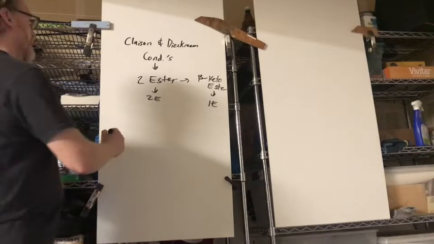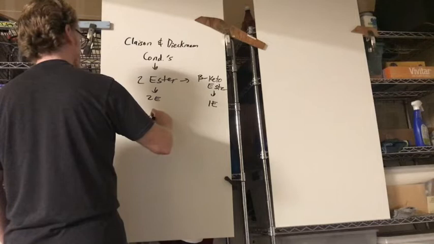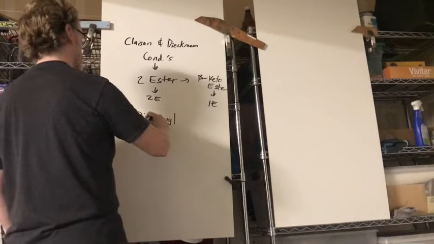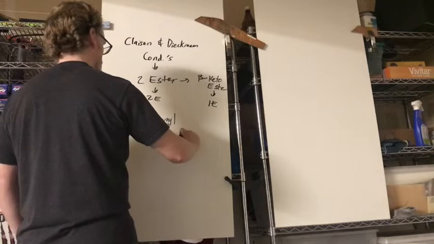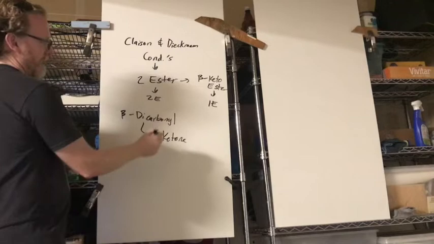Next up, we're going to look at how to make a beta dicarbonyl. And well, this is a beta dicarbonyl as well. Not just a dicarbonyl, but a diketone. So instead of ending up with an ester product, we're going to end up with a ketone product, or diketone.